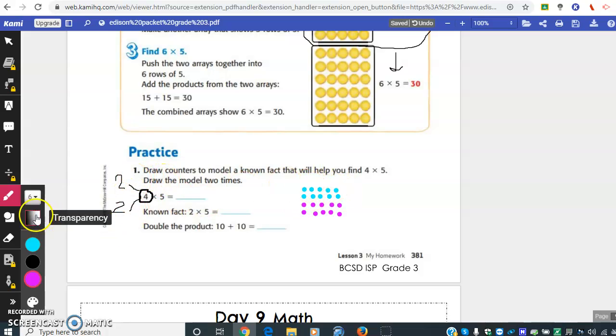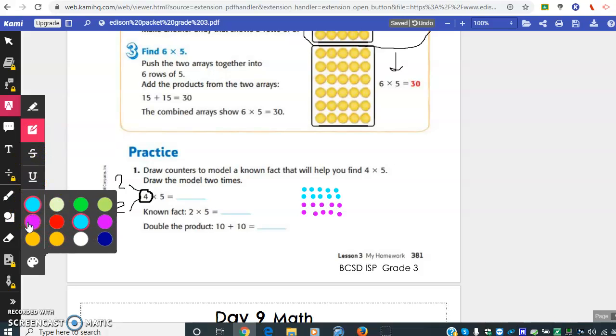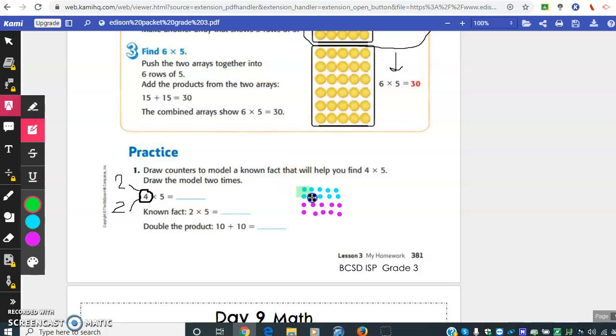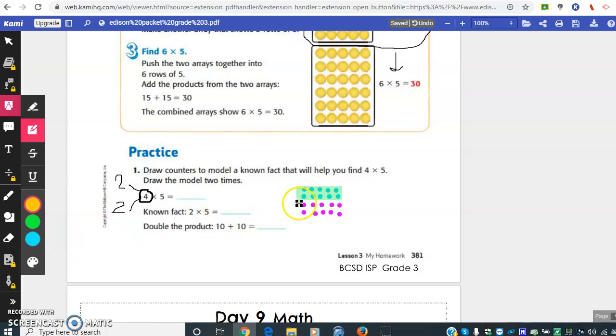I know that this section right here that I just did in blue, I will pick a different color to highlight. This section right here, this first array, is 10. And then my second array, let's go with yellow, is also 10. And if I add them together, 10 and 10 make 20.